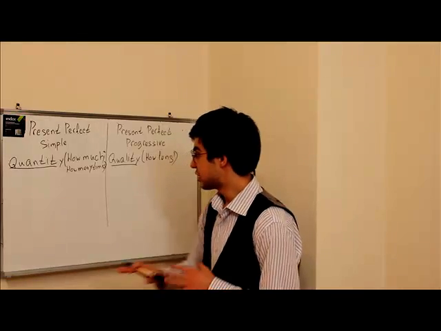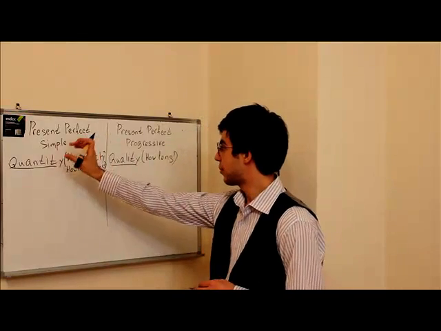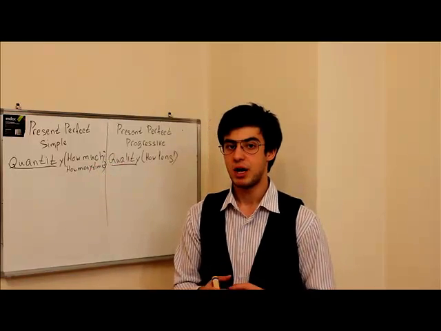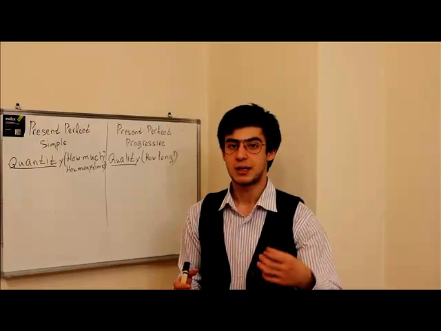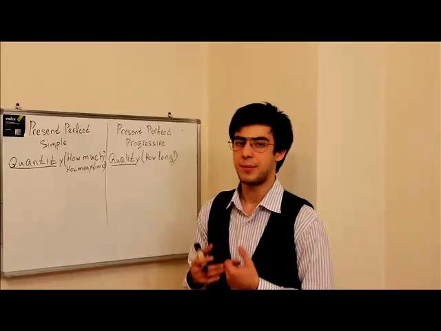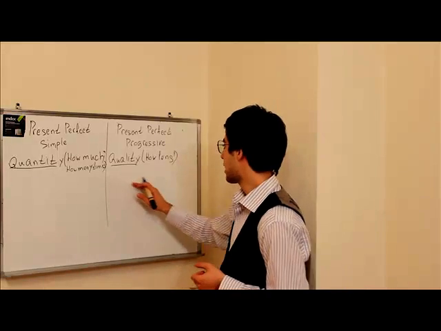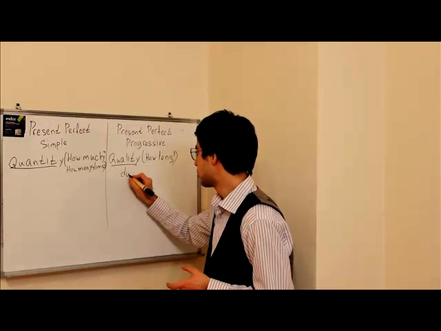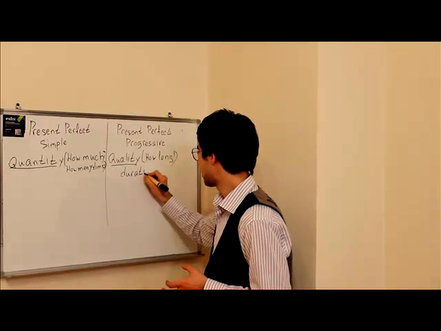And the second difference between them is that we use present perfect simple when we talk about completeness. For example, how many times? Completeness. It has finished. It happened. How many times? And here we're talking about duration.